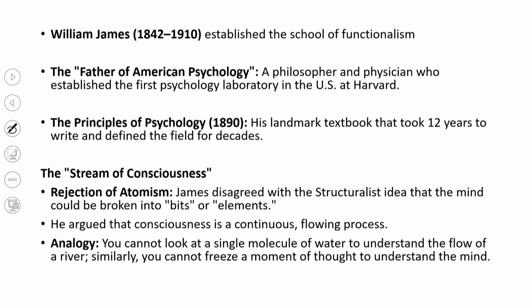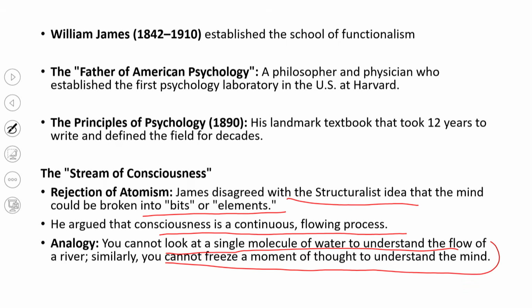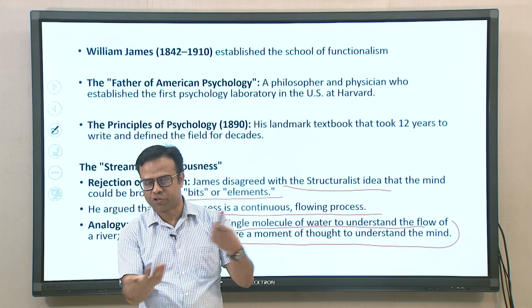He used the term stream of consciousness. He rejected the idea of breaking mind into small components, and rather said mind is like a stream of consciousness. He disagreed with the structuralist idea that the mind could be broken into bits and elements. He argued that consciousness is a continuous flowing process, just like a river. You cannot look at a single molecule of water to understand the flow of a river. Similarly, you cannot freeze a moment of thought to understand the mind. So, there is a stream of consciousness that is moving and functioning. We have to look at it in that perspective, not at components of it. So, he was a kind of critic of the structuralist school of thought.